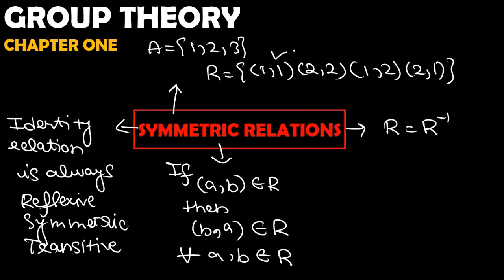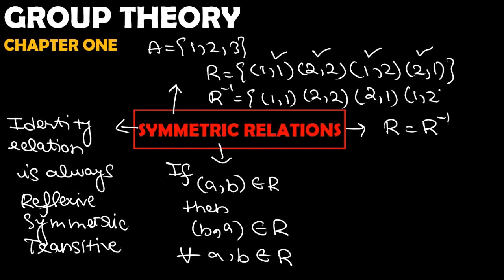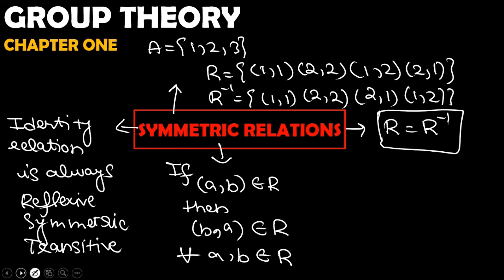So this is our symmetric relation, and (1,2) is there and (2,1) is there. You can verify it like this. If you take the inverse of it, (1,1) remains the same, (2,2) remains the same, (1,2) becomes (2,1), and (2,1) becomes (1,2). You can also see that R is equal to R inverse. So this is our symmetric relation, right?